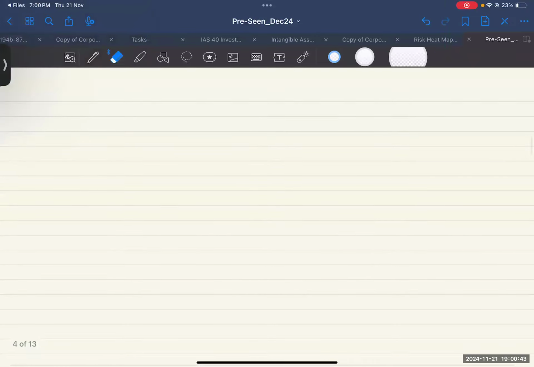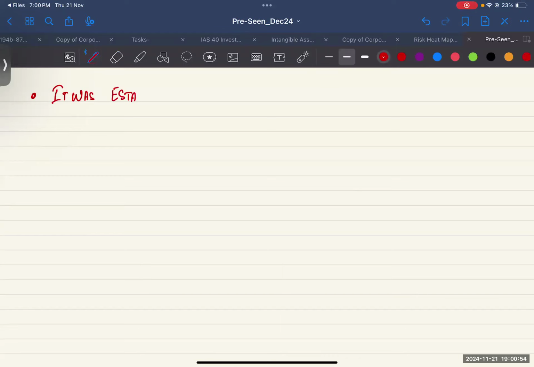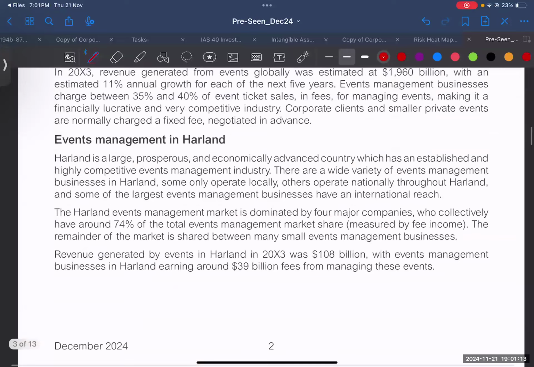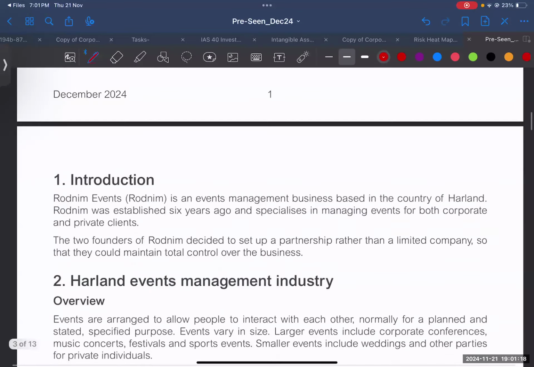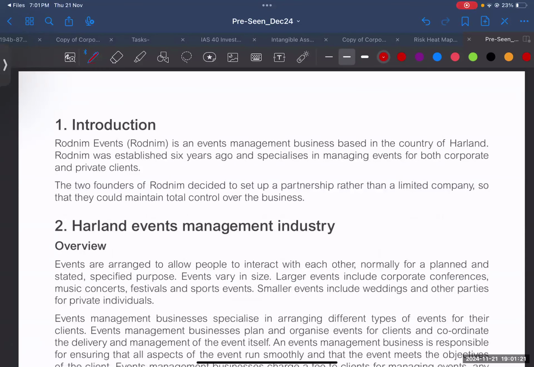So I can write it over here that it was established 6 years ago. I'll share the PDF with you as well. Don't worry. So it was established 6 years ago, which makes me feel that it's a new company. It's not an old company. It may be an emerging company, and we will be using this information in order to identify how this company is going to perform. So it says that it was established 6 years ago.